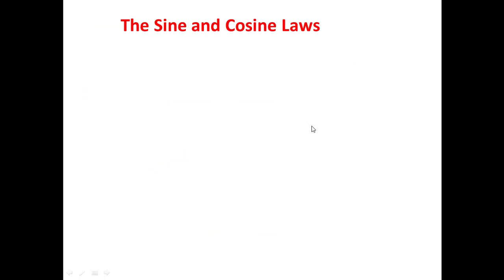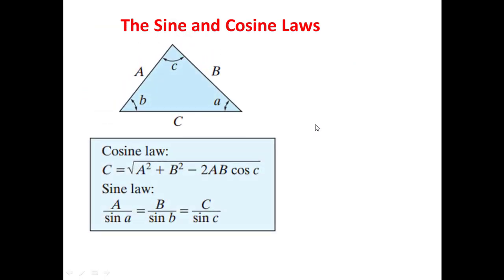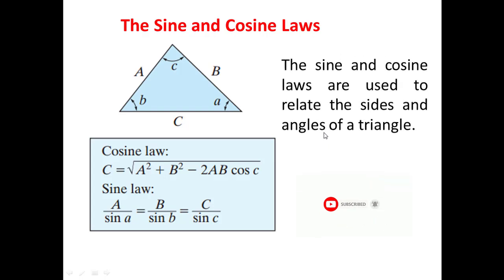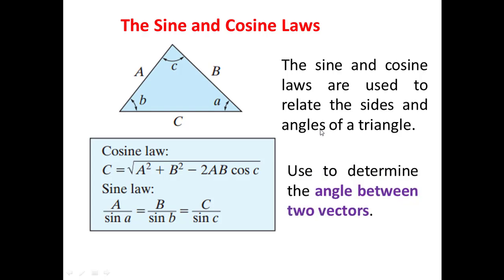It is also very important to know the sine and the cosine laws once we find the magnitude of the given vector with the help of the formula that I showed you earlier. If you are once again required to find the corresponding angles, the cosine law and the sine laws will help us, and you need to keep this in mind as well. So the sine and the cosine laws are used to relate the sides and angles of the triangle, and we use them to determine the angle between the two vectors.